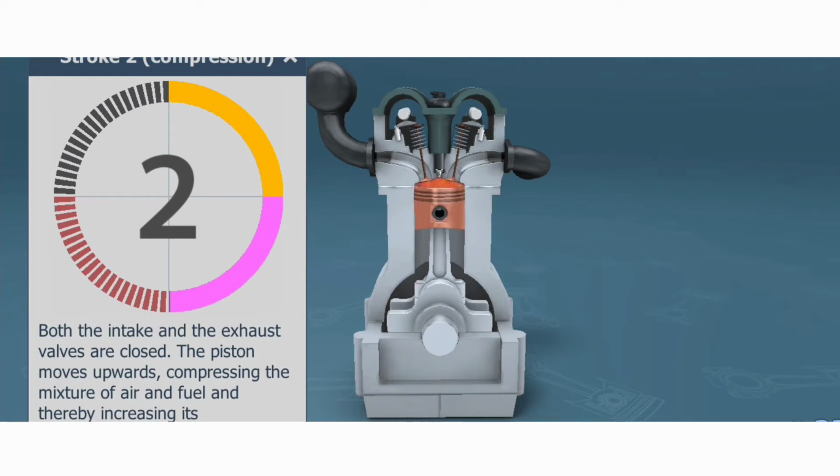The second stroke is compression. Both the intake and the exhaust valves are closed then. The momentum of the crankshaft and the counterweight causes the piston to move upwards, compressing the mixture of air and fuel, and thereby increasing its temperature.